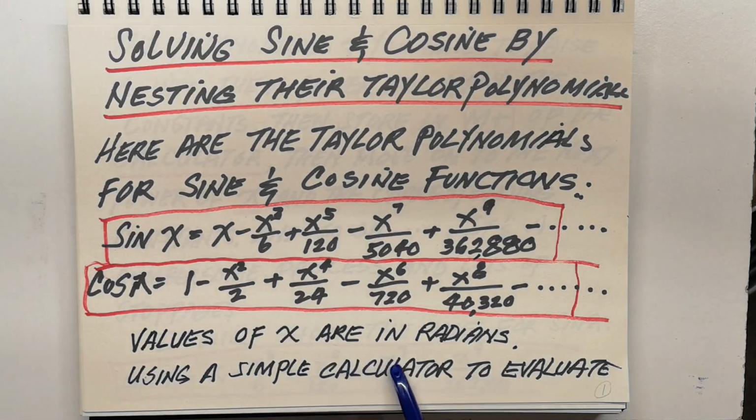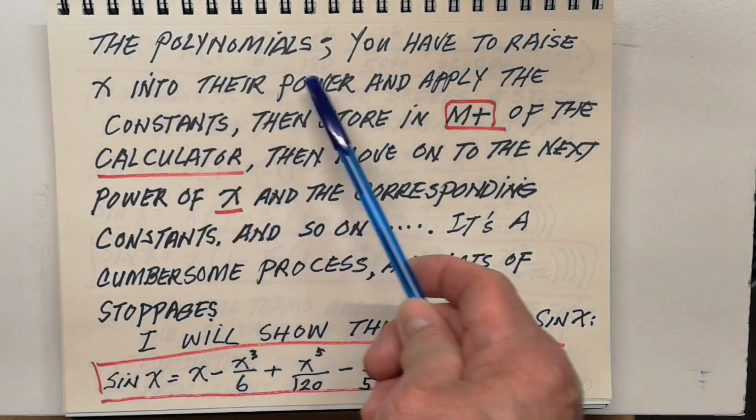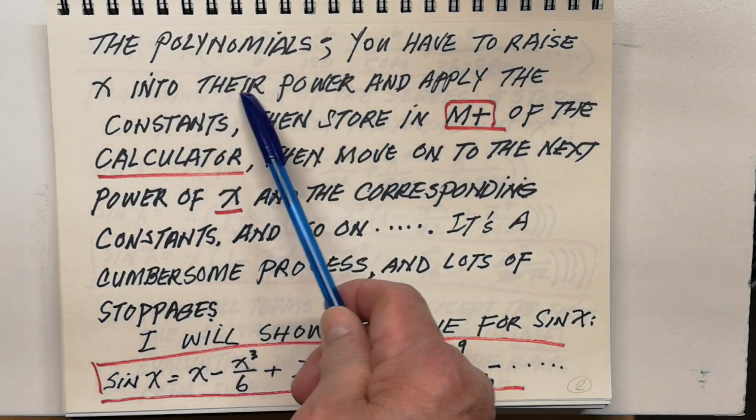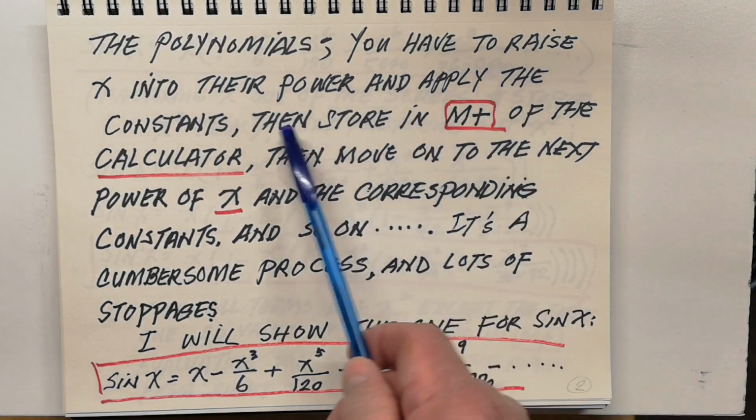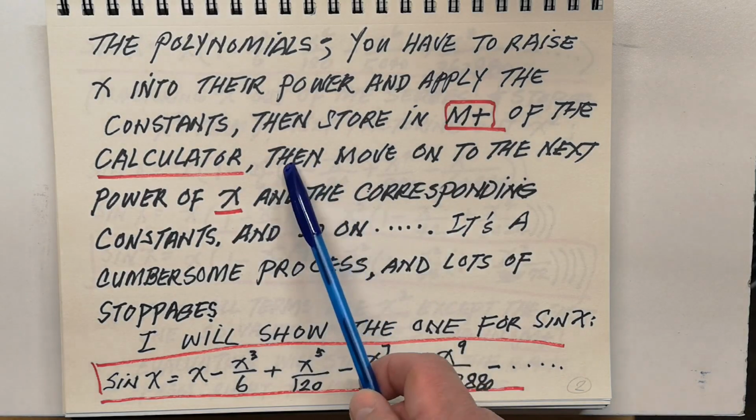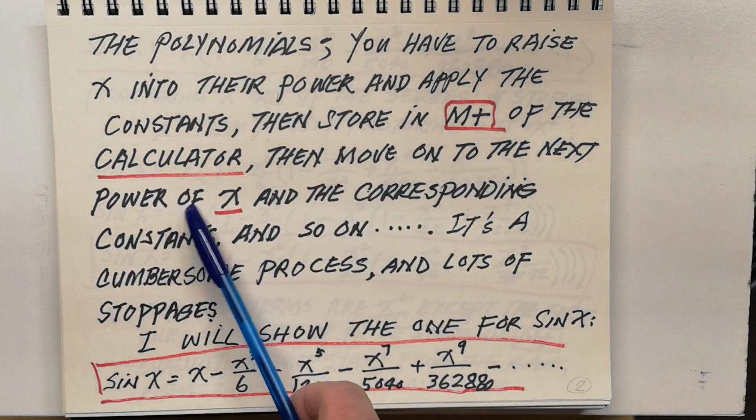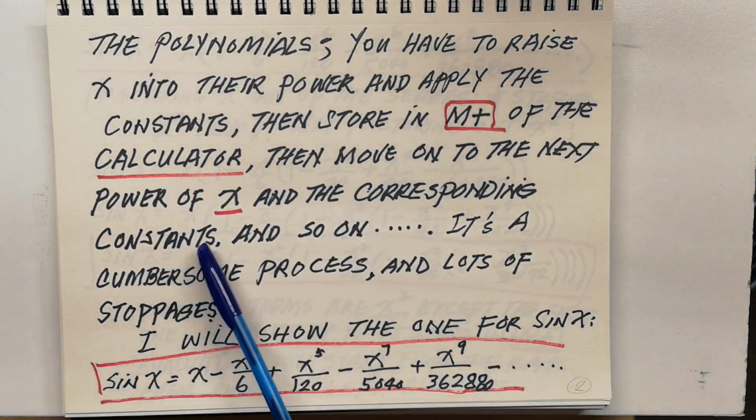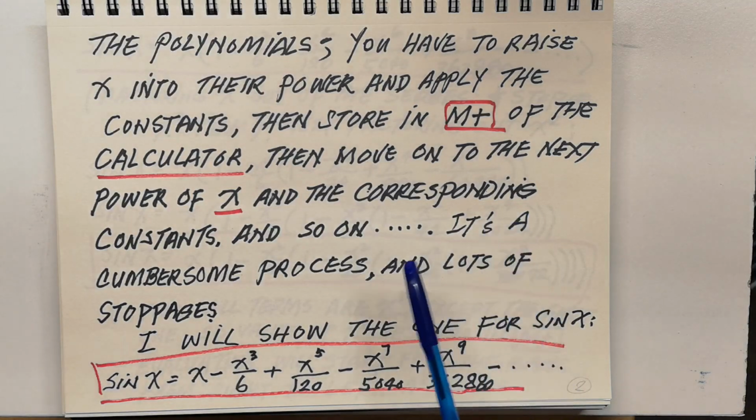Using a simple calculator to evaluate the polynomials, you have to raise x to its power and apply the constant, then store it in memory plus of the calculator. Then move on to the next power of x and the corresponding constant, and so on. It is a cumbersome process with lots of stoppages. I will show the one for sine x, and this is the formula.